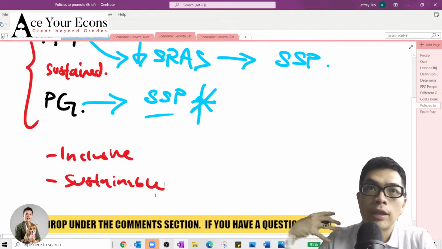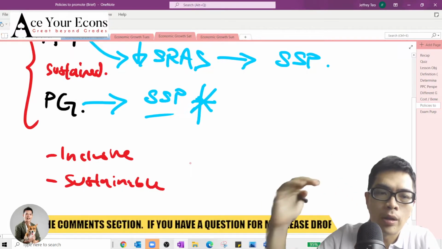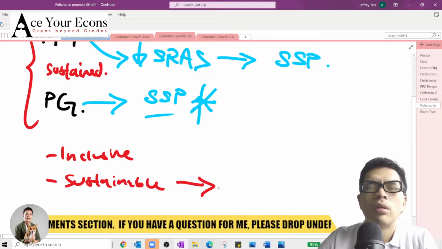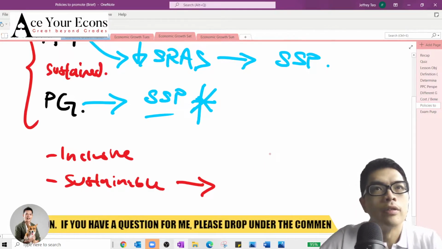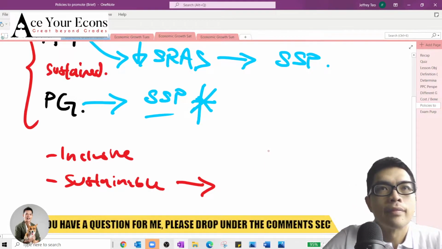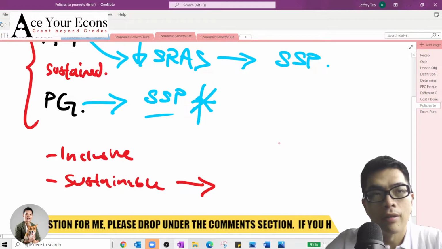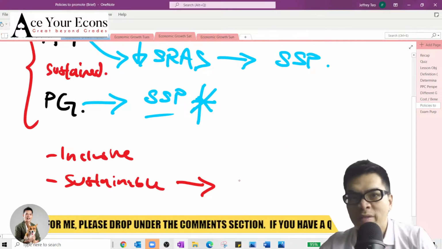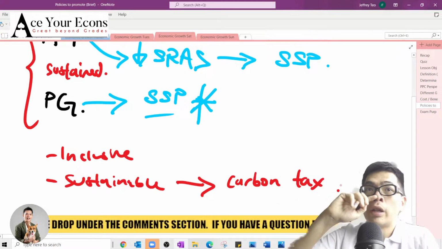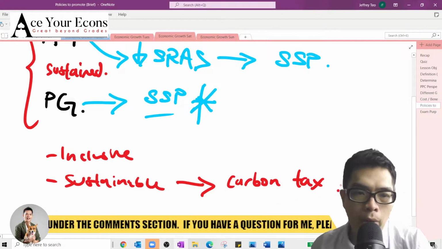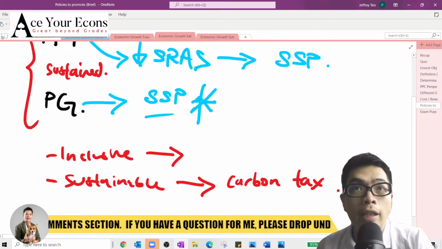For instance, we are concerned about environmental degradation, where to promote sustainable growth, on top of AG and PG, what have we learned in micro? Under market failure, how do we correct negative externalities of production? And then you see your micro policies coming back. What do you use? You use a tax or a carbon tax, right? In fact, this policy was brought up by Professor James Lim in a recent Parliament debate. So you can go and Google, carbon tax being discussed here.